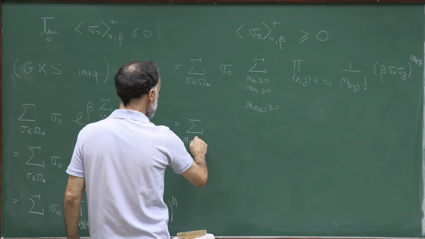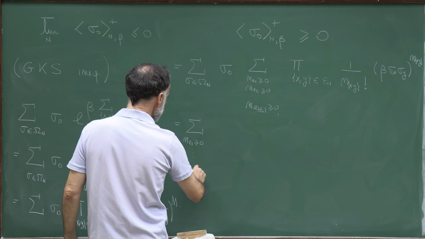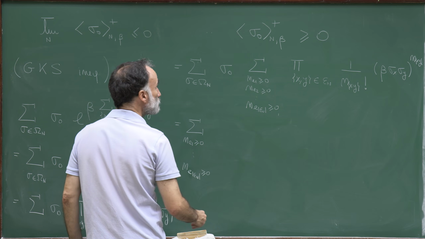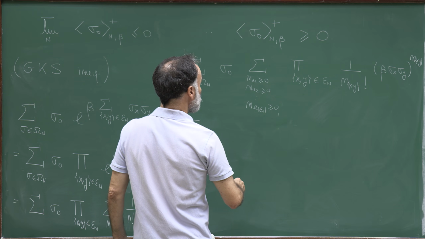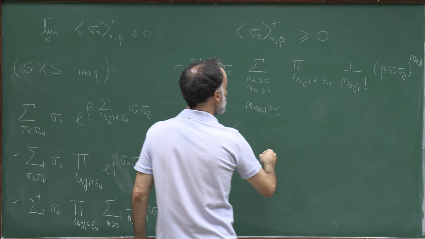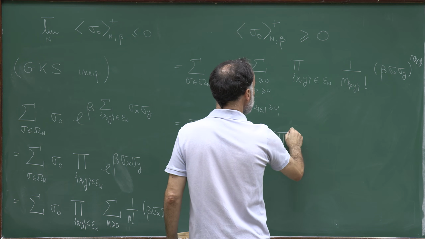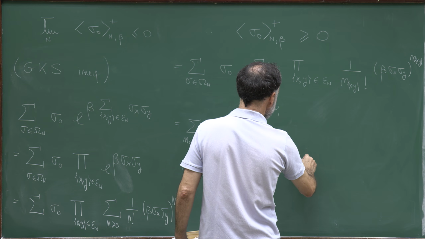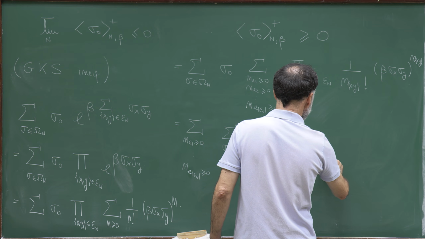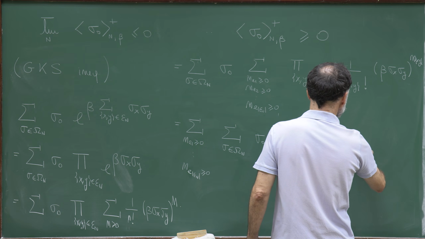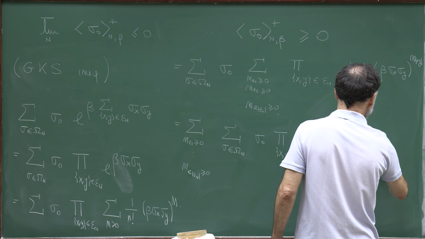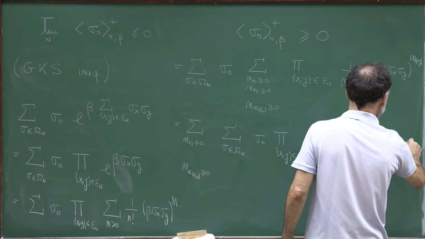So here I have a sum over n E1 larger than 0, up to n En larger than 0, then the sum for sigma in omega n, sigma 0 times the product over x, y in En, of one over n x, y factorial, beta sigma x sigma y to the power n x y.